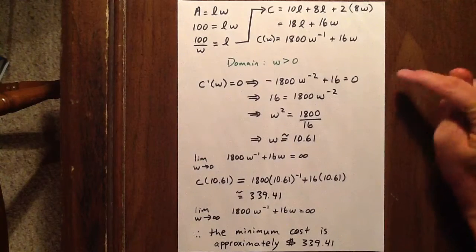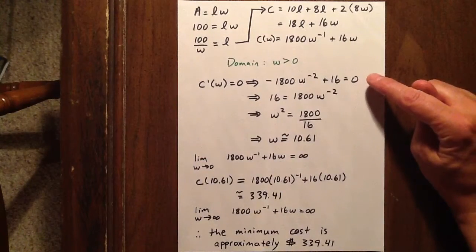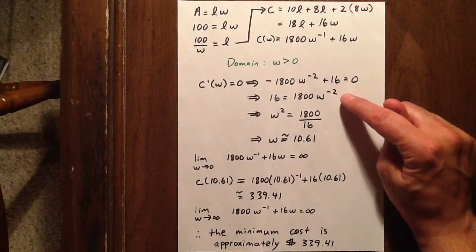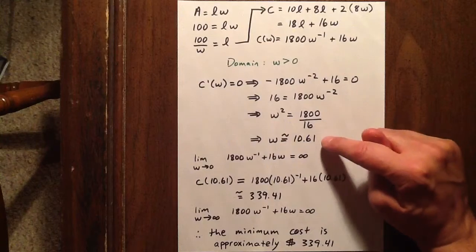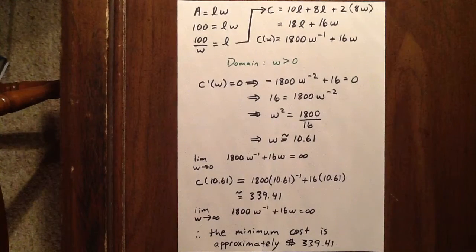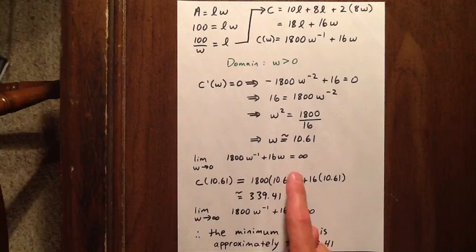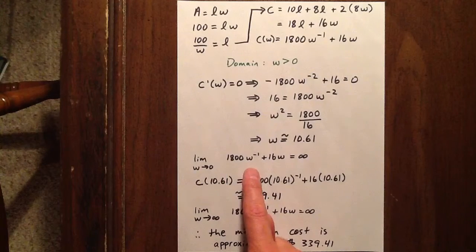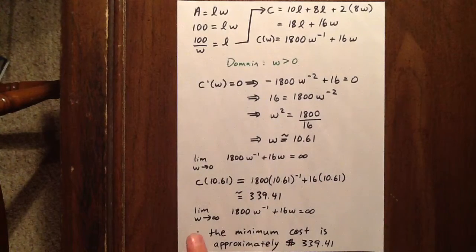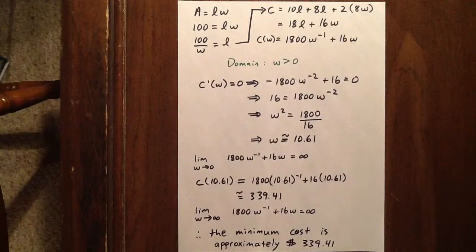In between, we're going to take the derivative of c with respect to W and set it equal to 0 and solve for W. And that's what happens here. And what we end up with is that W is approximately equal to 10.61. Now, when we take the limit as W goes to 0 of the cost function, we see that this value here would grow without bounds, so the limit would be infinity. If we let W approach infinity, we see that this term here would grow without bounds, so the limit would be infinity. In between, though, if we let W be 10.61 approximately, we get a cost of approximately $339.41, and that is the minimum cost.